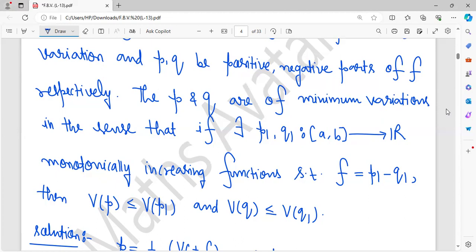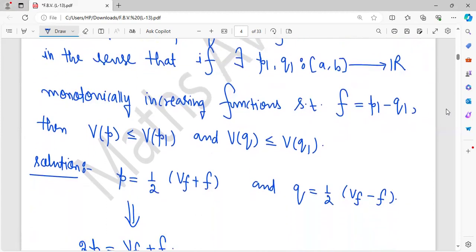Such things happen because the positive and negative parts also have their difference: P minus Q is equal to f. If you have another pair of functions P1 and Q1, monotonically increasing, and f is nothing but P1 minus Q1, then the variation of P is less than or equal to the variation of P1 and the variation of Q is less than or equal to the variation of Q1. So let's start its solution.